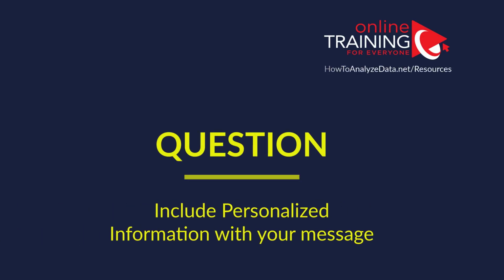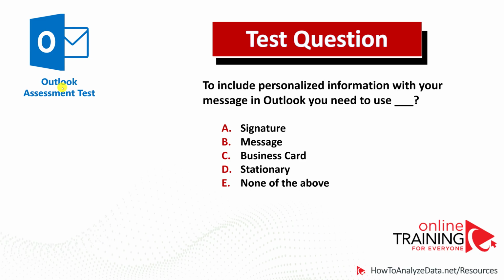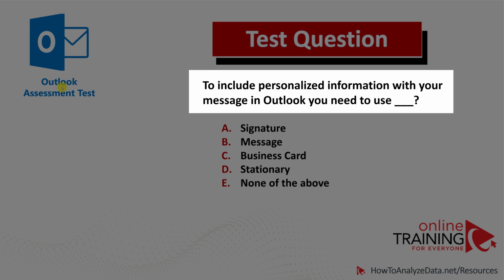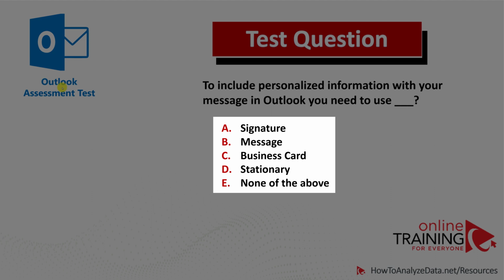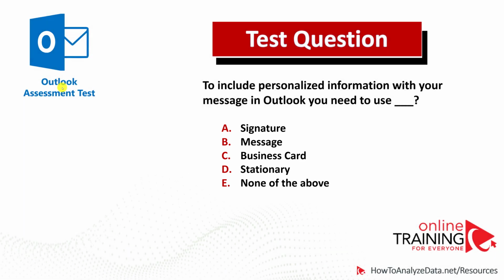Let's look at the tricky question, which a lot of people answer incorrectly during the test. To include personalized information with your message, in Outlook you need to use, and there are 5 different choices: signature, message, business card, stationery, or none of the above. Do you think you know the answer? Let's see if we can get to the correct solution together.